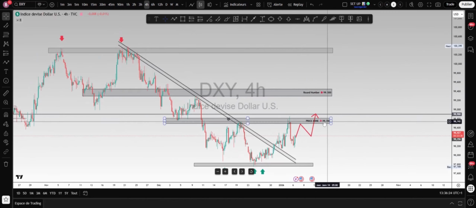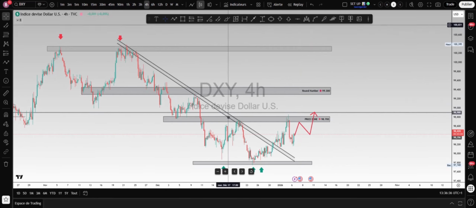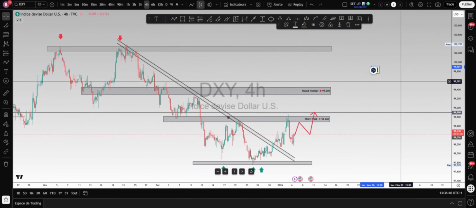If the market breaks through the price zone, I will favor buying on all currency pairs that start with USD XXX. As you can see here, USD XXX, I will favor buying these currency pairs, quite simply.